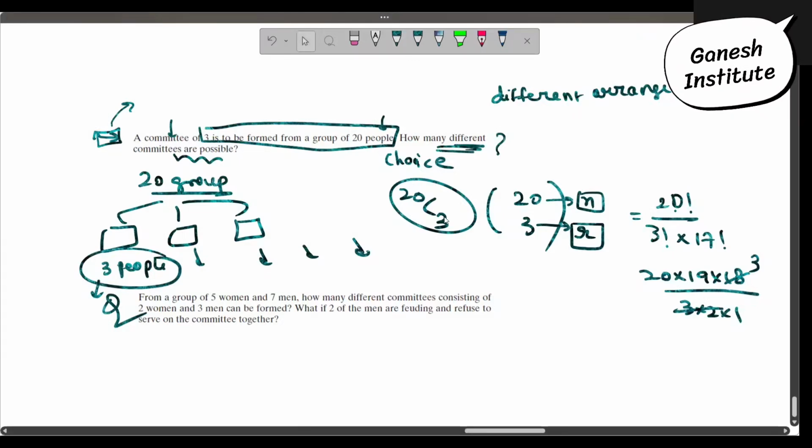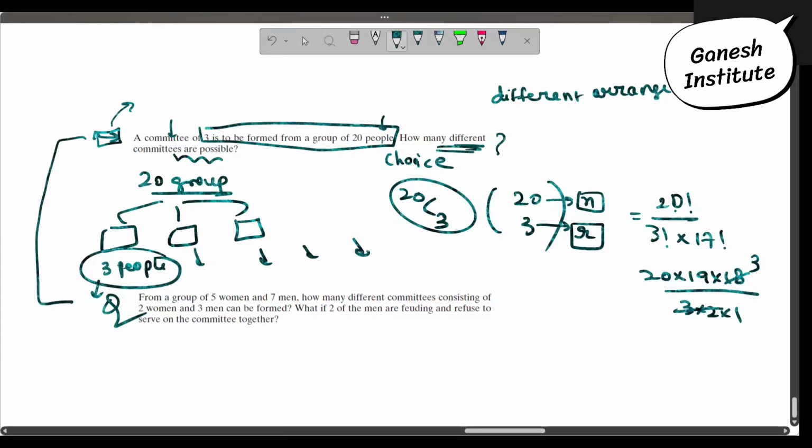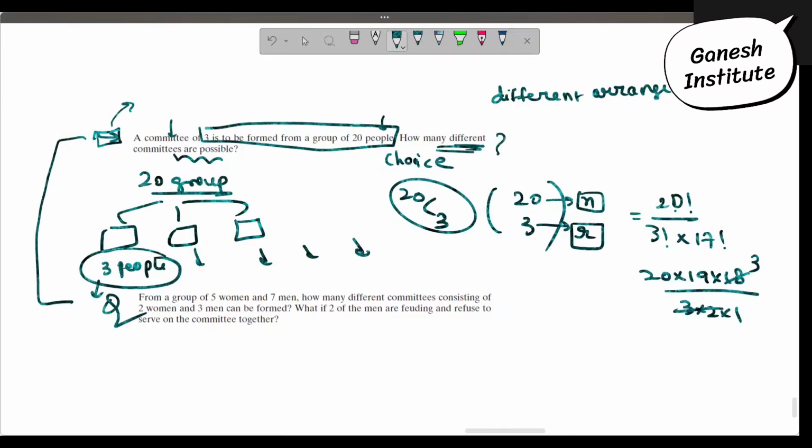From these two questions, we can say that when it is the question of people and a committee is being formed, that is something we can bring down to choices. You have to form a group, so this is also a question of combination.